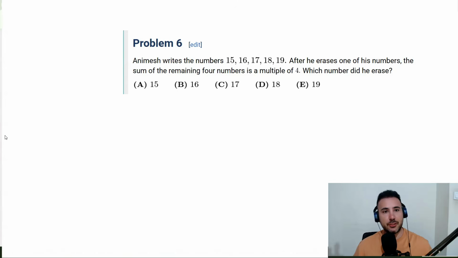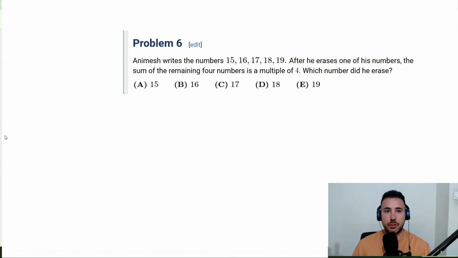Okay, I'm going to answer problem 6 in 2 different ways. One's without the number line, and the second approach is using a number line. Definitely the second approach is better, but let's do it with the first approach, the usual, the classic approach first. So Animish writes the numbers 15, 16, 17, 18, 19.